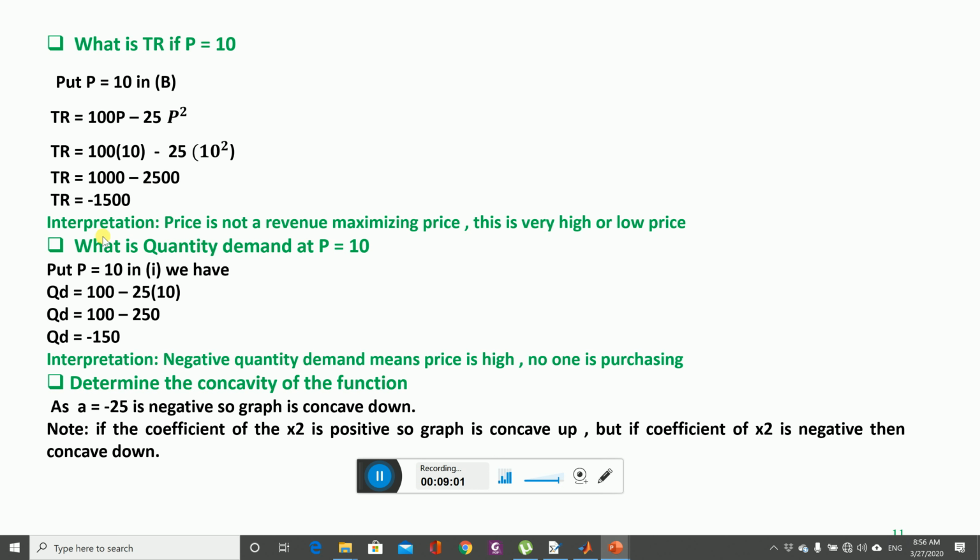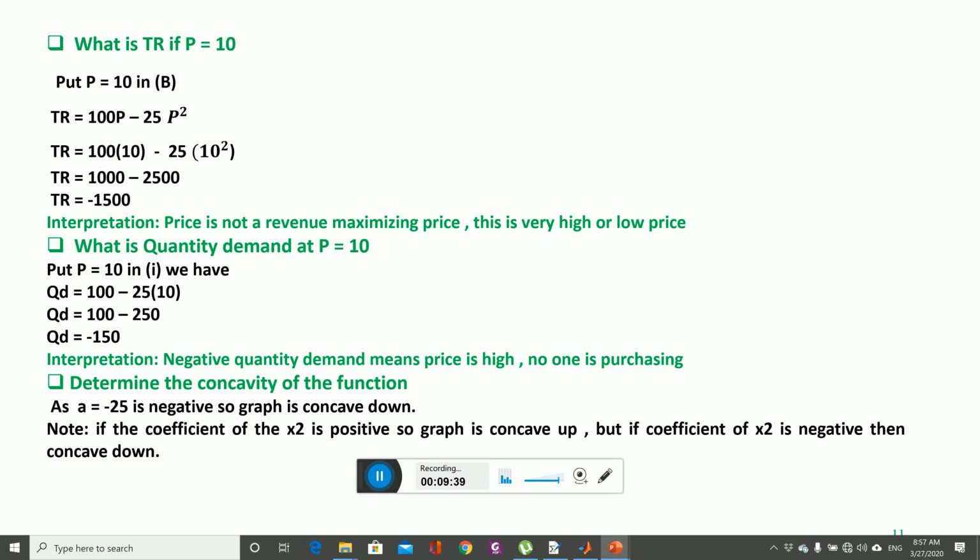The next question is: what is quantity demanded if the price is 10? So again we will put the value of P in the demand function, put P is equal to 10 in the first function. We have demand is equal to 100 minus 25 multiplied by 10, because the price is 10, and this is the demand function. So when we multiply, 100 minus 250, that is equal to minus 150. So again this is very clear that when the price is 10, the demand calculated is negative, it means the people are not interested to purchase this product at $10.